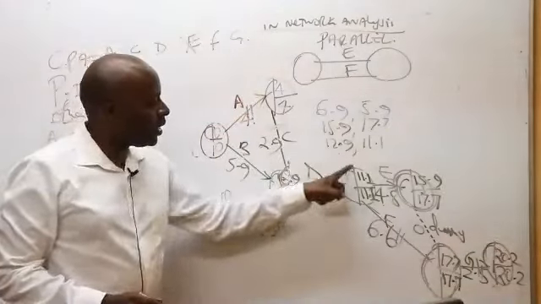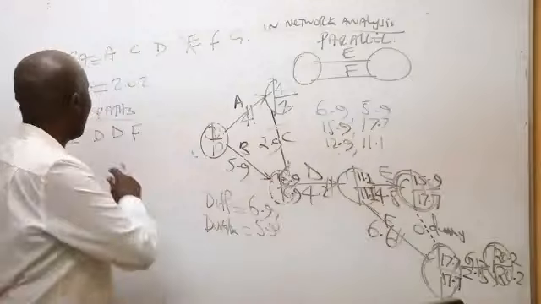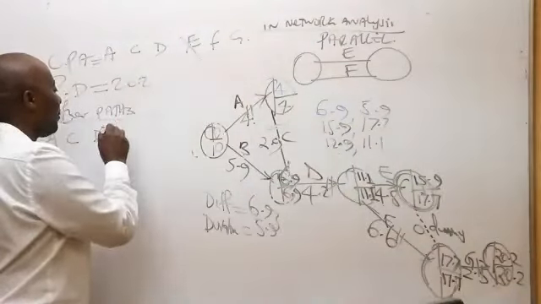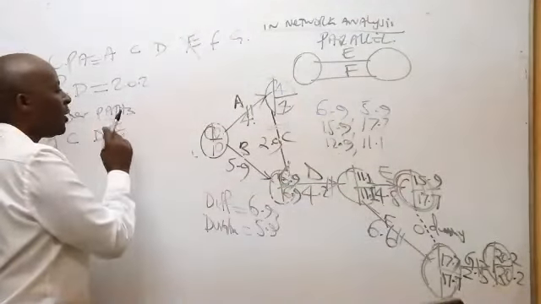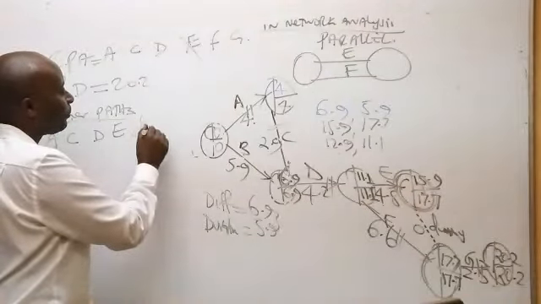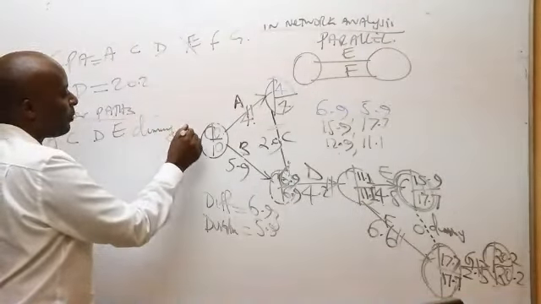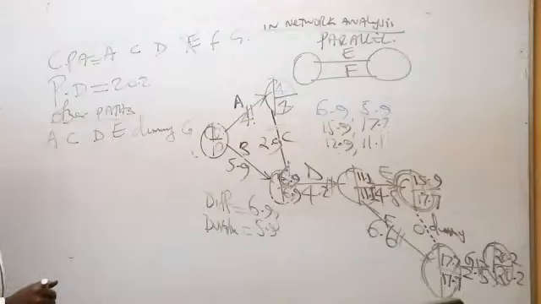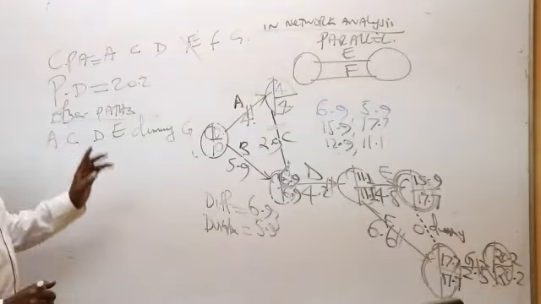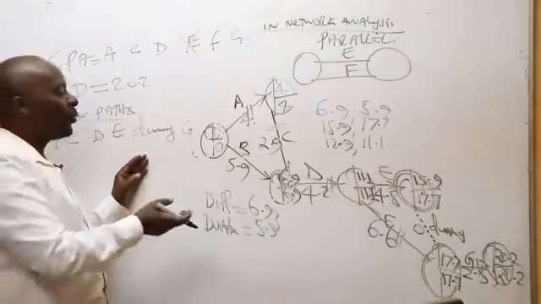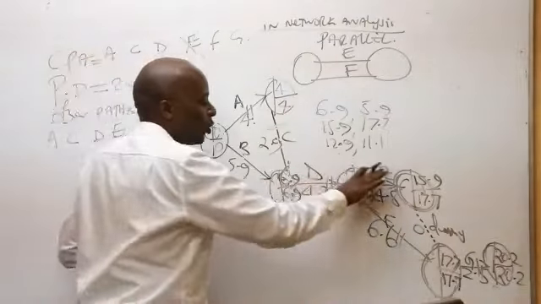A, C, D, E, dummy, G. A, C, D, E, other parts. A, C, D, E, dummy. And then we have what here, somebody? G. Other paths.